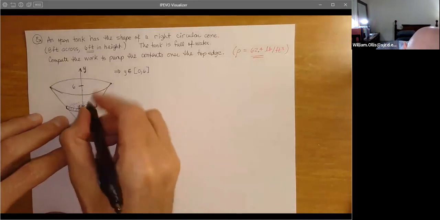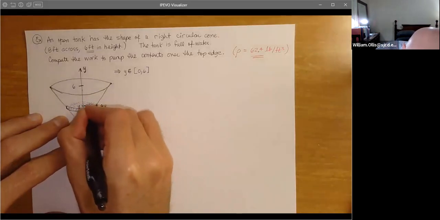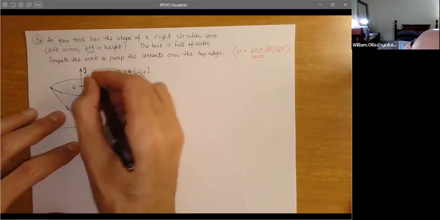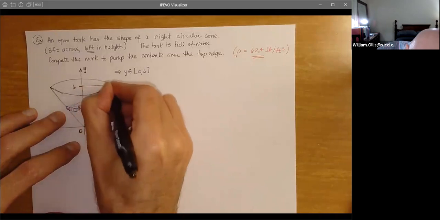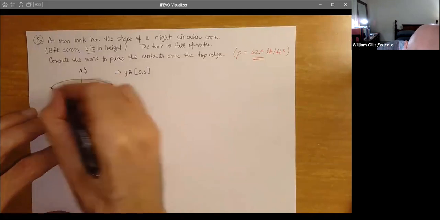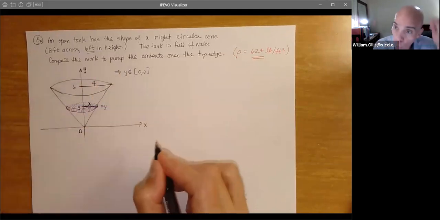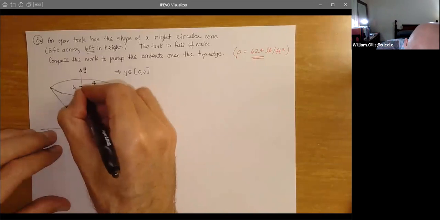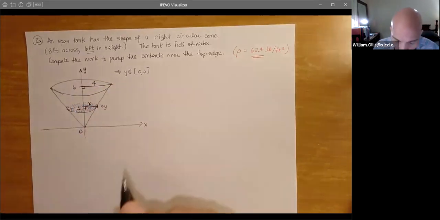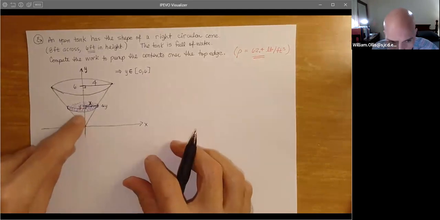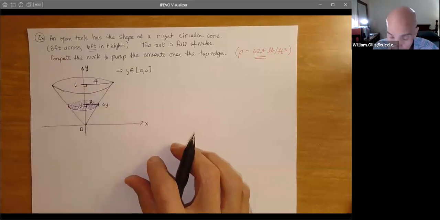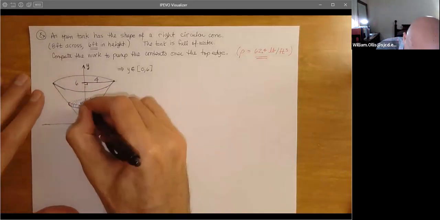So what we can do is mark off this distance as, in this case, X, since the radius will vary. At the very top of the tank, 8 feet across, so that means the diameter is 8. We have a radius of 4. And of course, a right angle here, and then a right angle here. So now what you see is we have the distance Y, X, and then the distance 6, 4. So this is all set up for similar triangles.